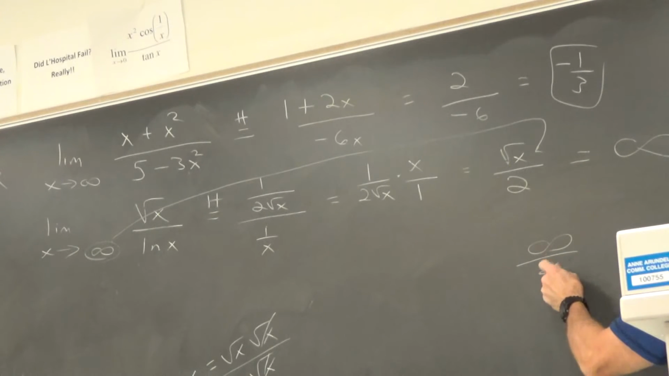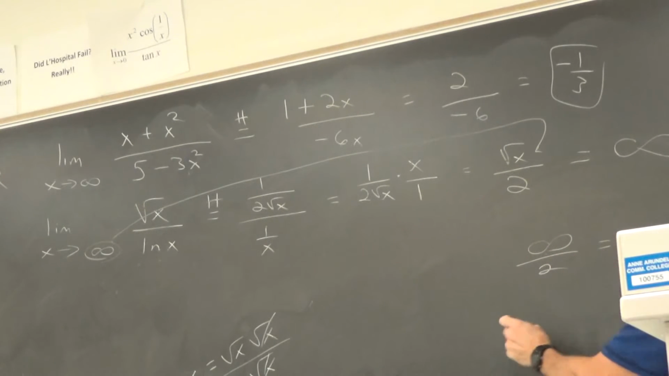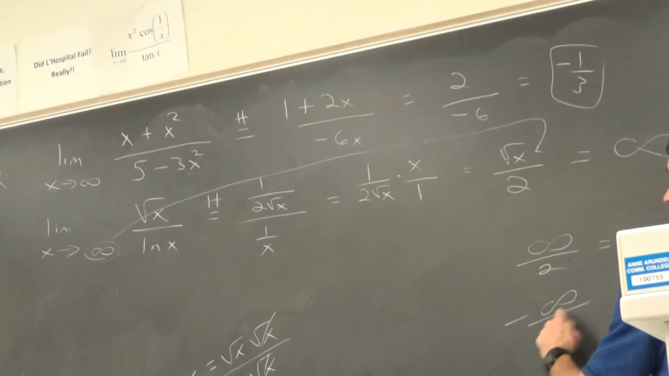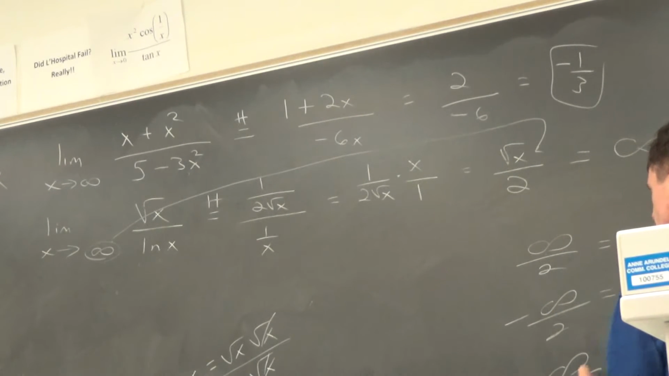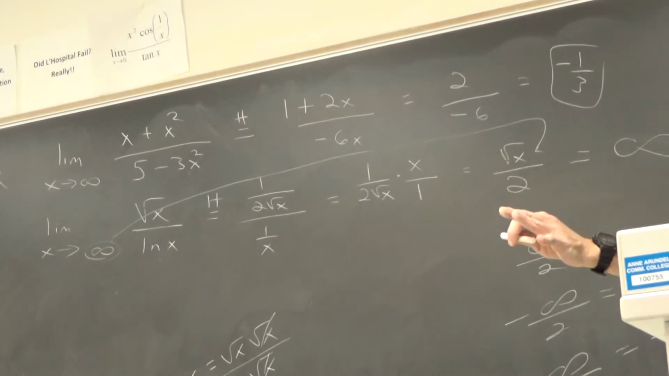What if you get that? What does that mean mathematically? Infinity. What if you got negative infinity over 2? Negative infinity. What if you got infinity over negative 2? Same, negative infinity.